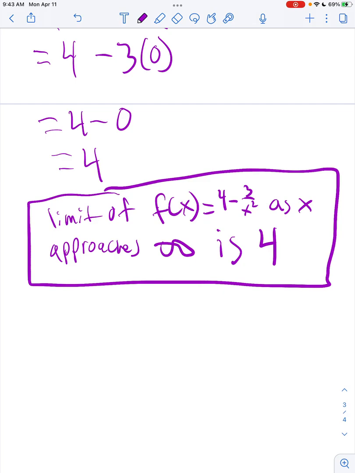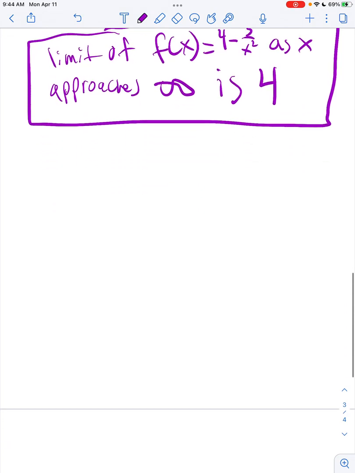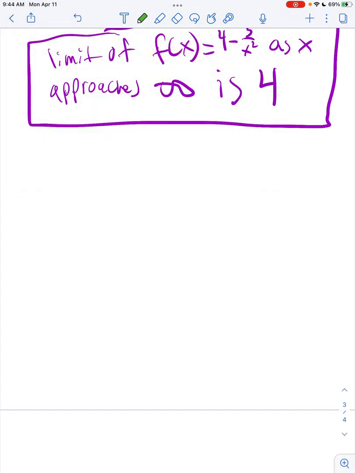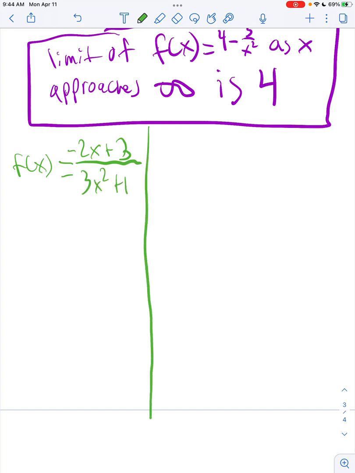All right, we may have to compare limits at infinity. So let's take a look at a few examples real quick. We'll kind of buzz through these just so we can get to the comparing. Let's say that we have f of x equals negative 2x plus 3 over 3x squared plus 1. Let's do f of x equals negative 2x squared plus 3 over 3x squared plus 1.